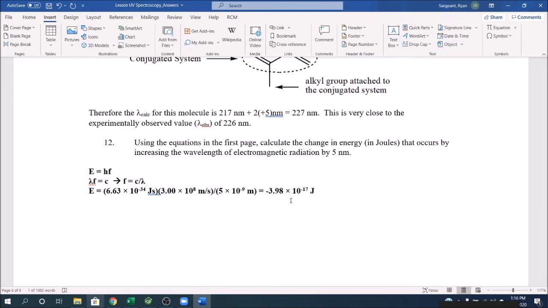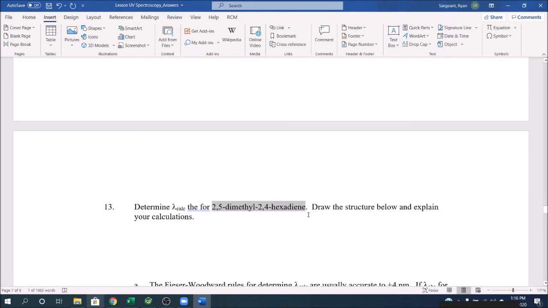So every alkyl group that you tack into your conjugated system is going to reduce the energy of the HOMO-LUMO transition by 3.98 times 10 to the negative 17th joules. Let's now consider an example and come up with a lambda calc value by applying the Woodward-Fieser rules.